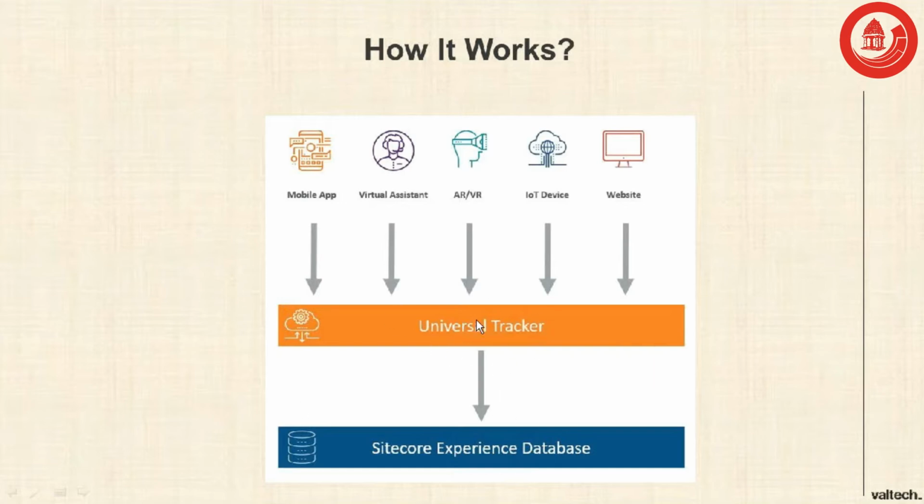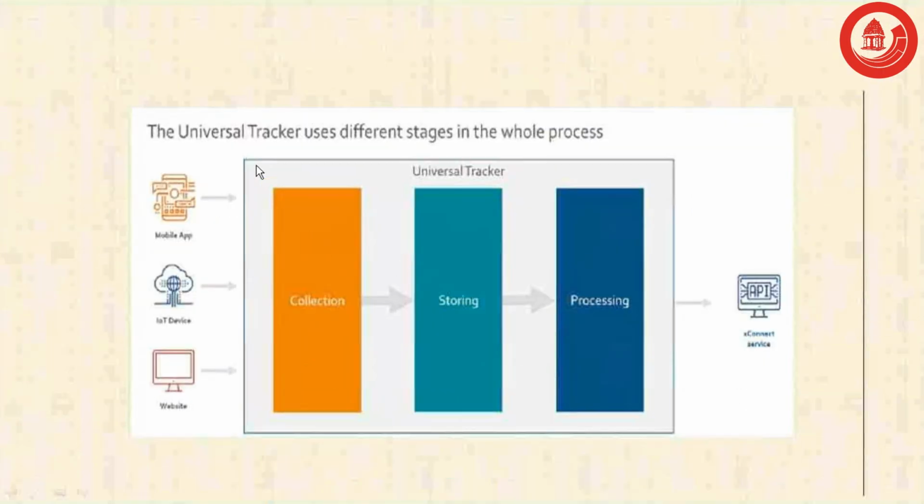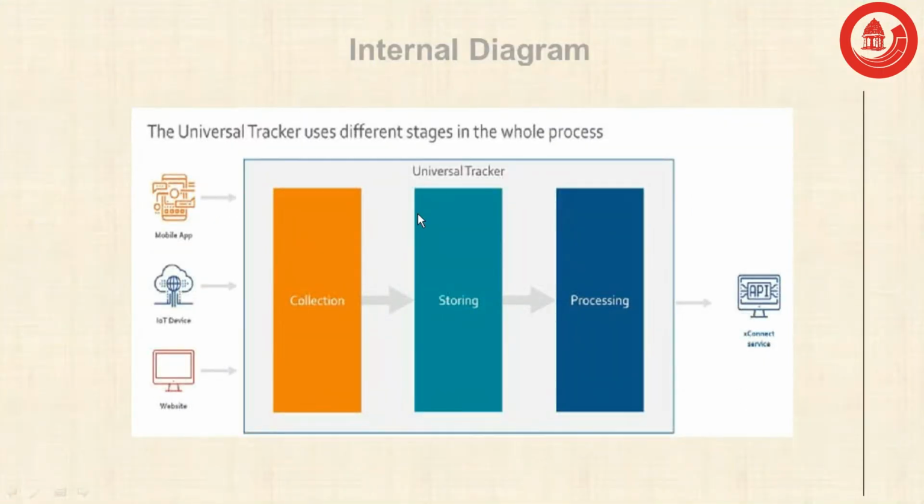Next, let us see the internal diagram of this universal tracker block, the orange block which we see here. So these are the various stages in the whole process. It consists of 3 stages: collection, storing, and processing. So this is a mobile app. Let us consider, for example, a goal is configured when someone opens a mobile app. So when an end user opens a mobile app, this goal is triggered.